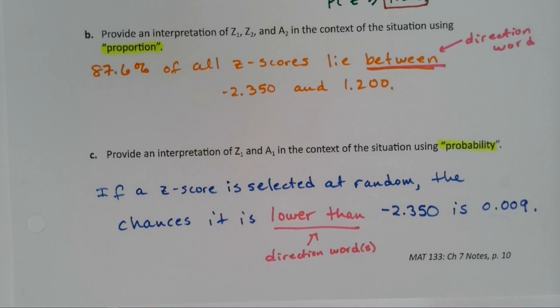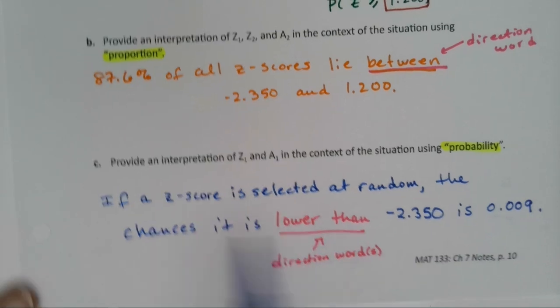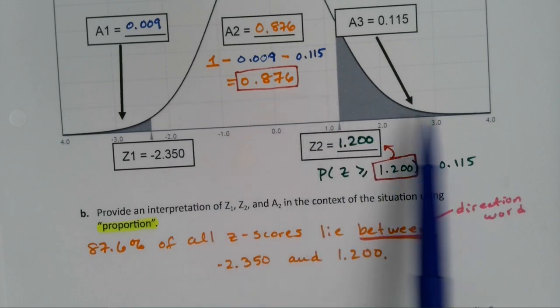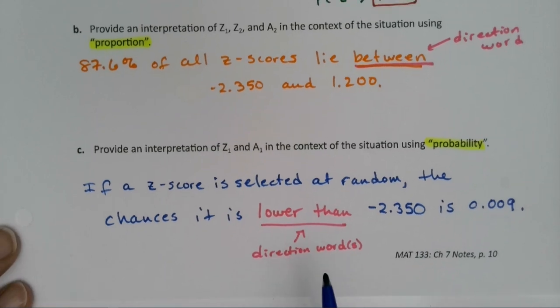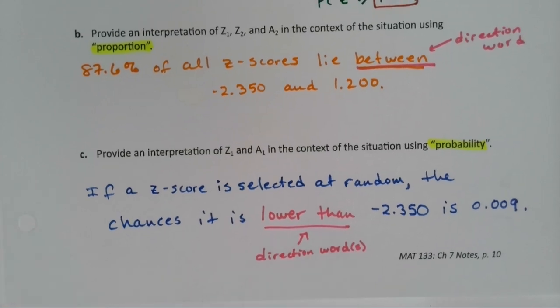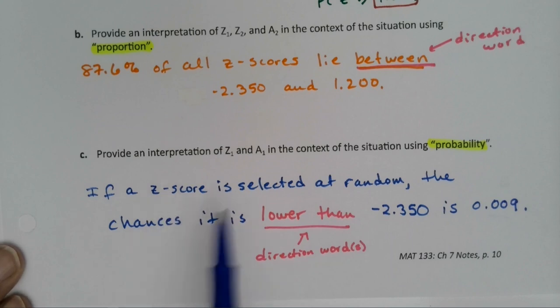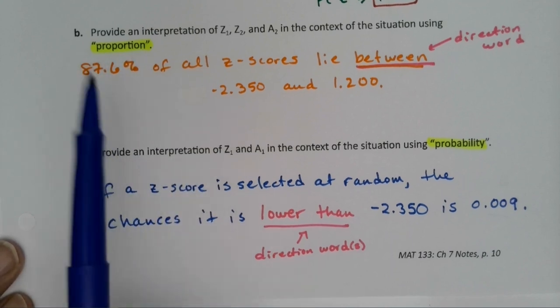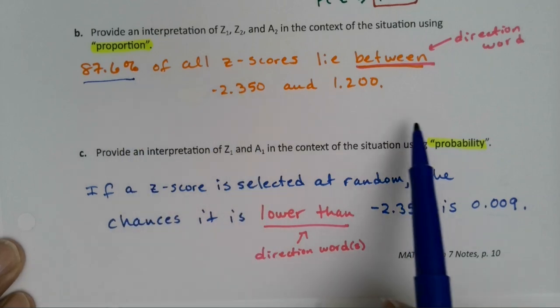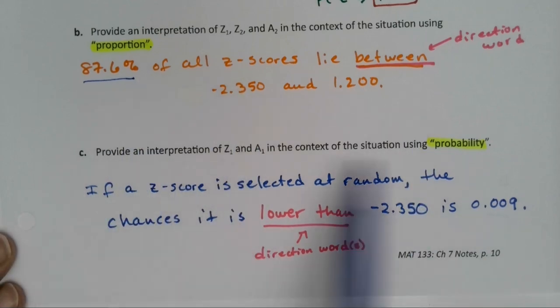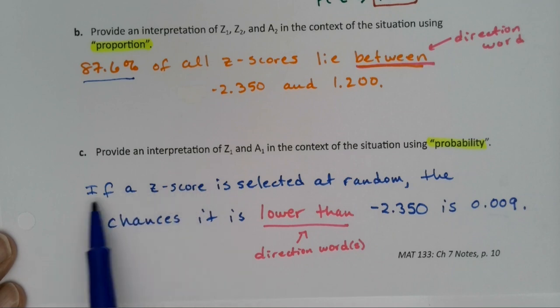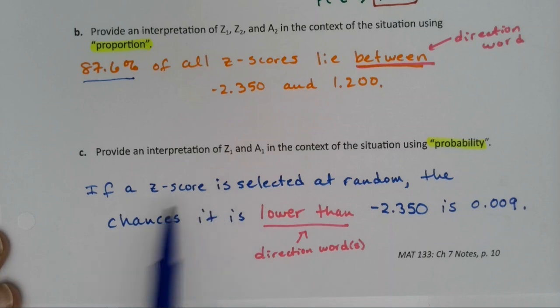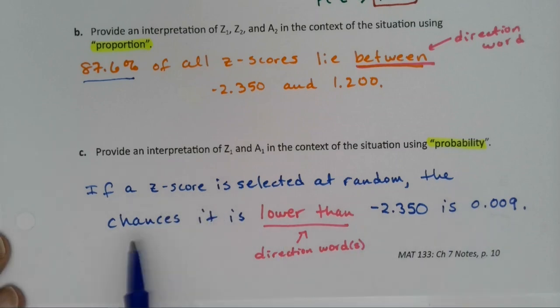The key with these problems is to make sure you pay attention to which direction you're going, right? Lower than, more than, in between, right? There are different words you can use, but you have to get it across that you're talking about a particular zone. And make sure you're paying attention to that. And then the proportion way starts off with the percentage and then goes like that. And then the probability way always starts off with, if we select a random z-score, or if a random z-score is picked at random, or a z-score is picked at random, something like that. Then we talk about that.